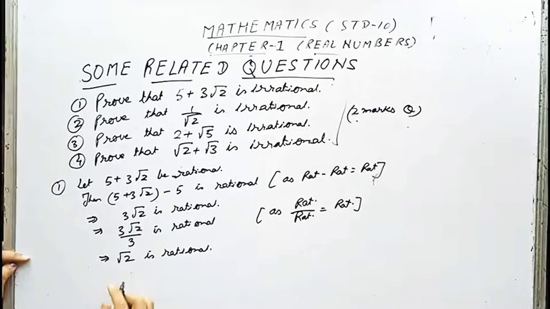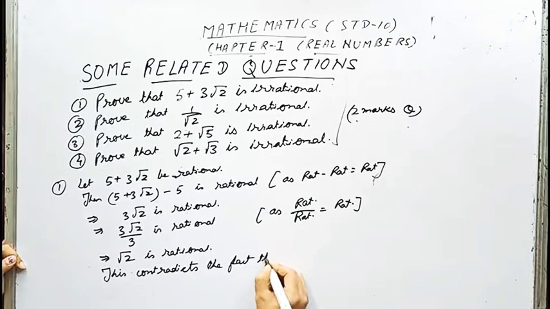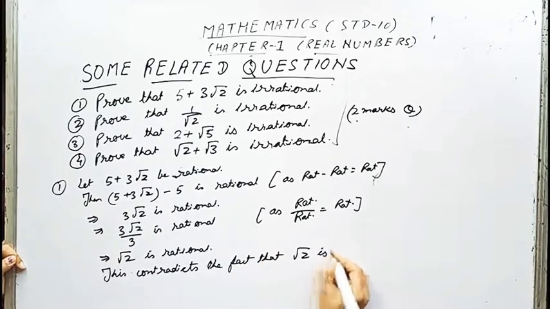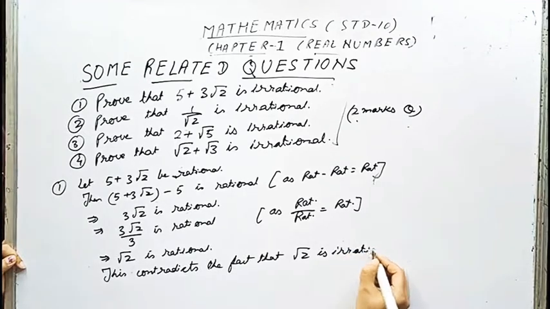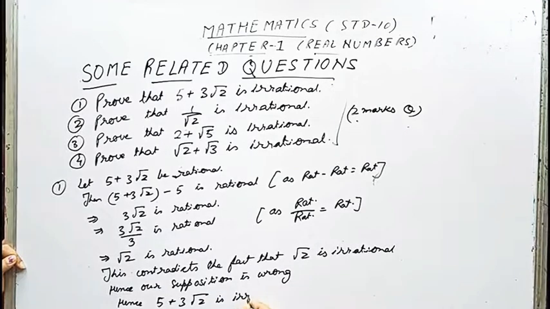But we know root 2 is not rational. This contradicts the fact that root 2 is irrational. Hence, our supposition is wrong, and hence 5 plus 3 root 2 is irrational.